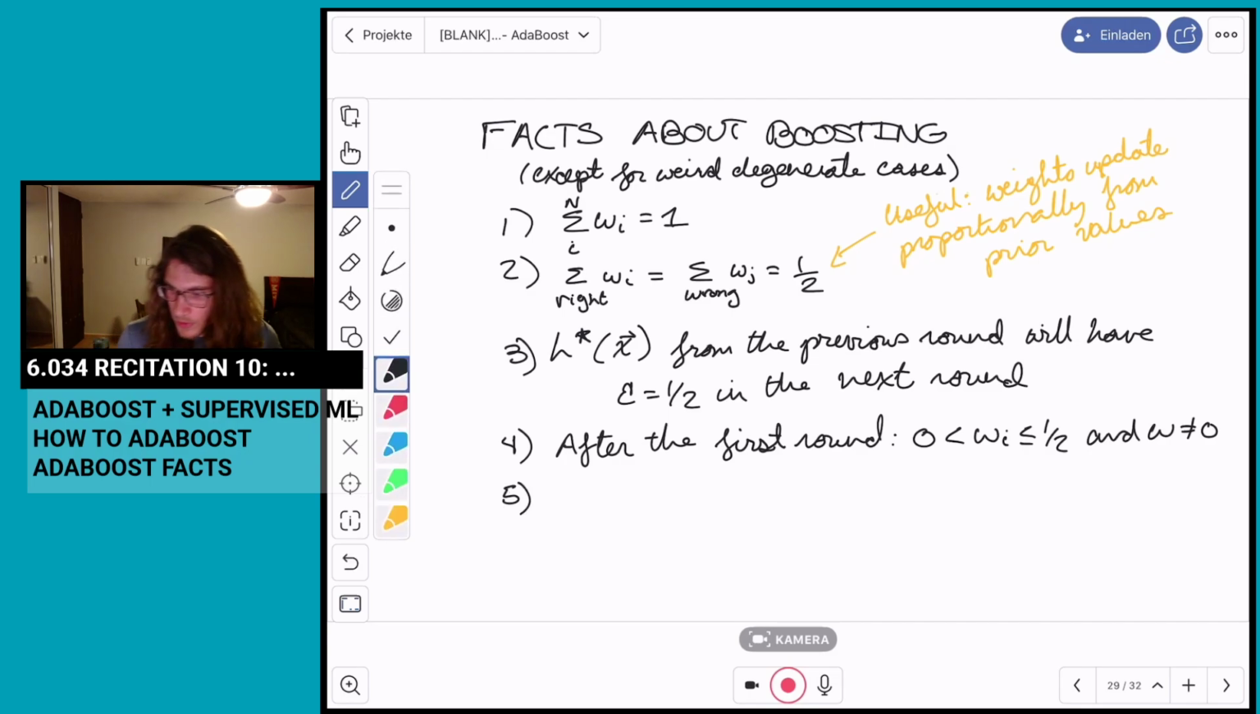Mostly because, remember the weight update equation: first you uniformly initialize the weights of all the points to be the same value, 1 over the number of points, and then you keep multiplying. At no point would you multiply by 0, because you're multiplying W old by 1/2, and it was either 1 minus the error rate or 1 over the error rate.